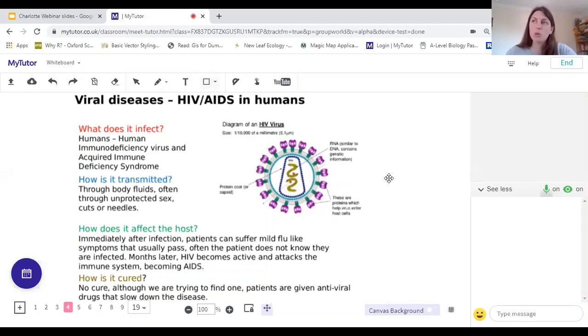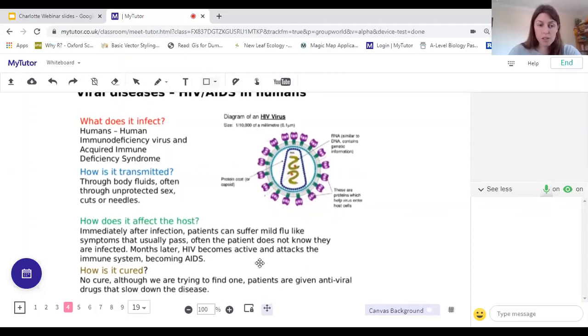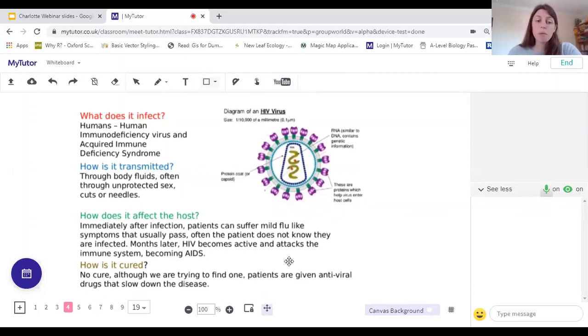So we talked on Tuesday a little bit about interactions between diseases, whether having one disease can make it worse for getting another one. And this is a prime example of that. So if you have HIV, or AIDS, you're much more prone to getting diseases such as pneumonia, because your immune system is compromised. How is it cured? At the moment, there's no cure, but patients can be given antiviral drugs that slow down the disease. So rather than being a direct fatality, you can manage the symptoms and slow it down.